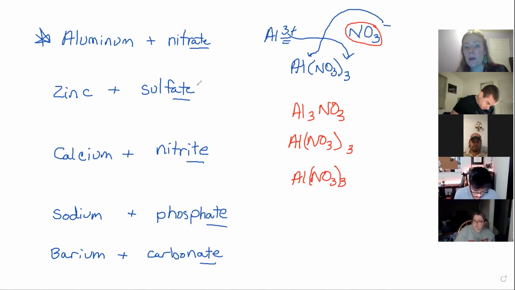So I'm going to have you guys do the other ones. You do need to have some sort of reference to find what these polyatomics are. I'll give you guys about 5 minutes to work through that.